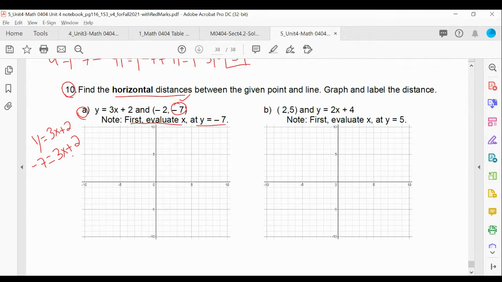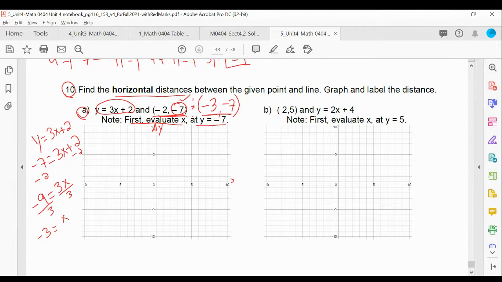Let's solve for x, so let's subtract 2 from both sides. We get -9 is equal to 3x. Let's divide both sides by 3, and we get that x is -3. So the point that is on this equation is x = -3 and y = -7. Now the question is really just what's the horizontal distance between those two points.